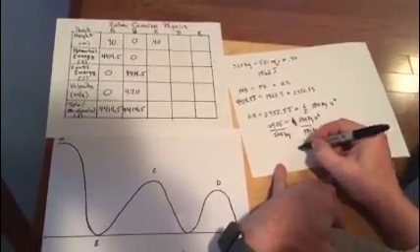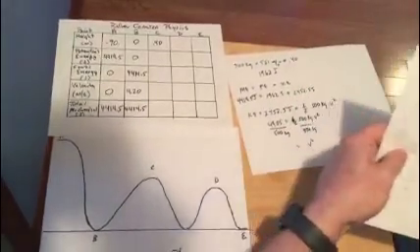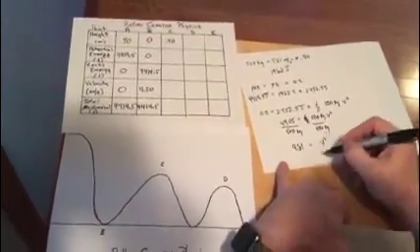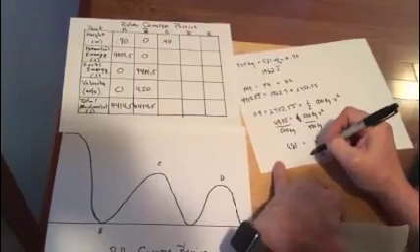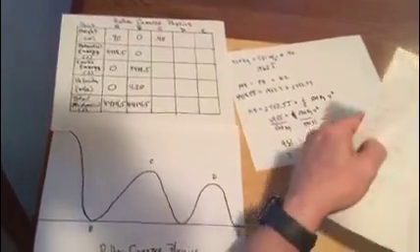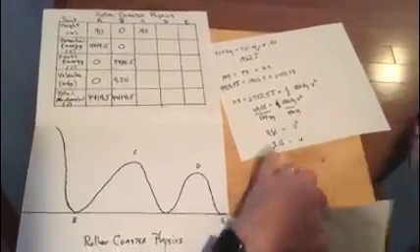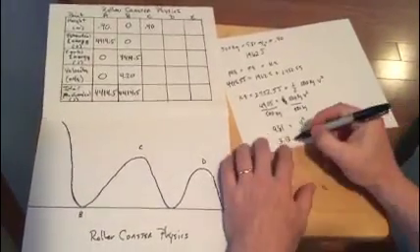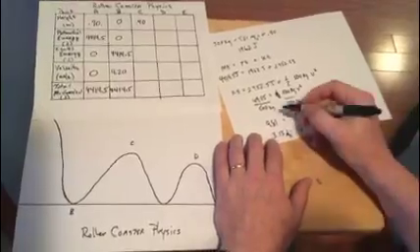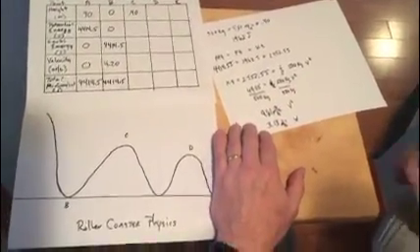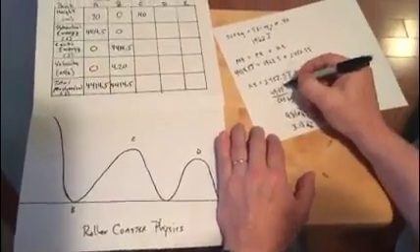V squared equals 9.81. So therefore V equals 3.13 meters per second. Okay, that's going to be meters squared per second squared, and this of course is joules.